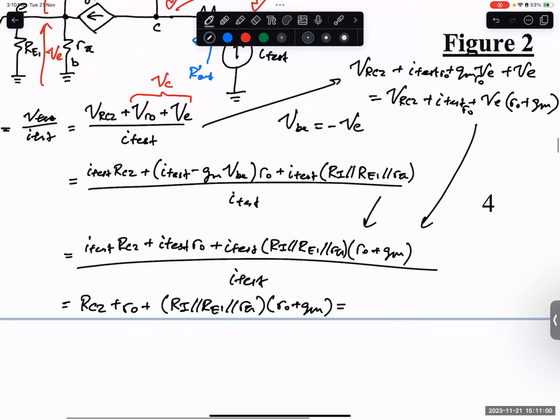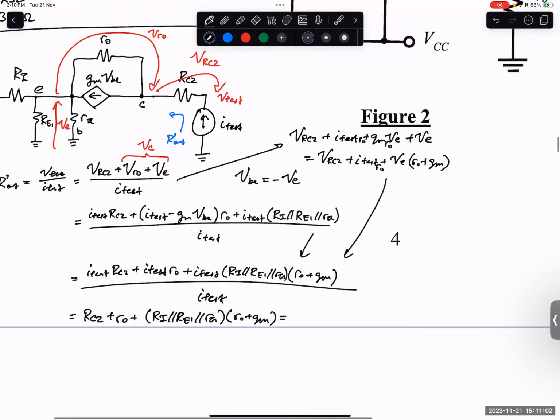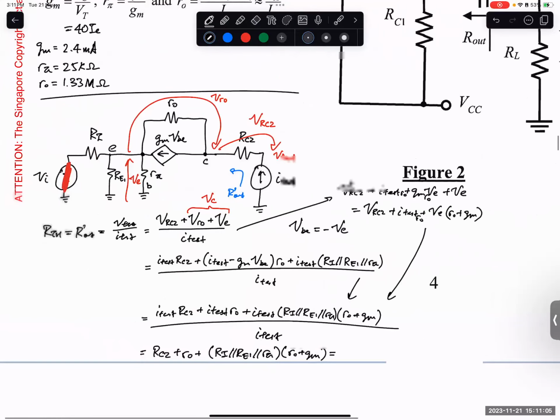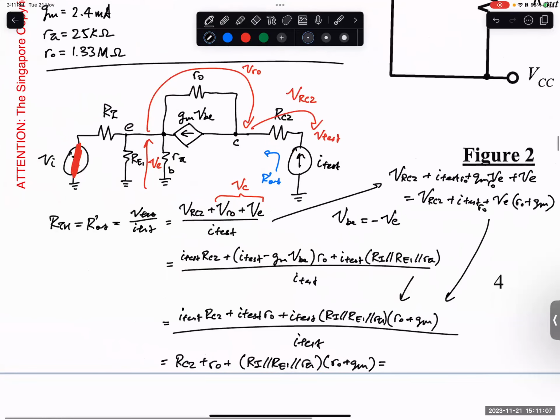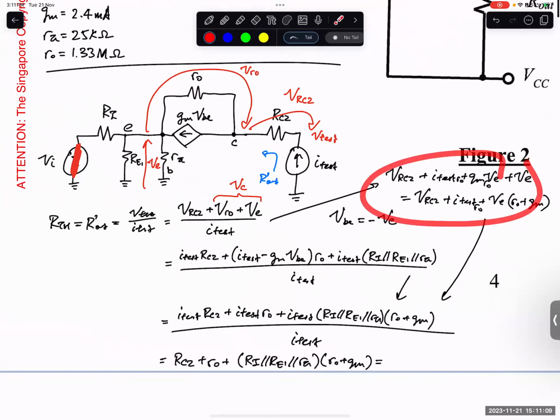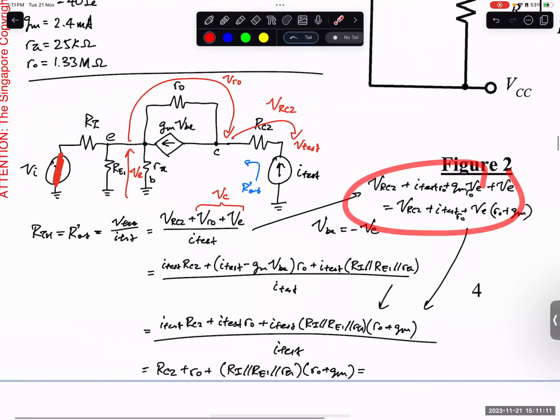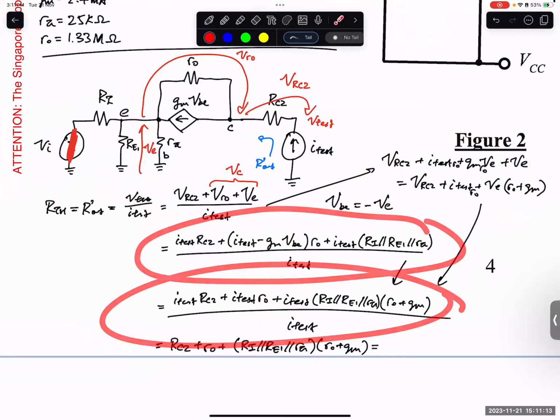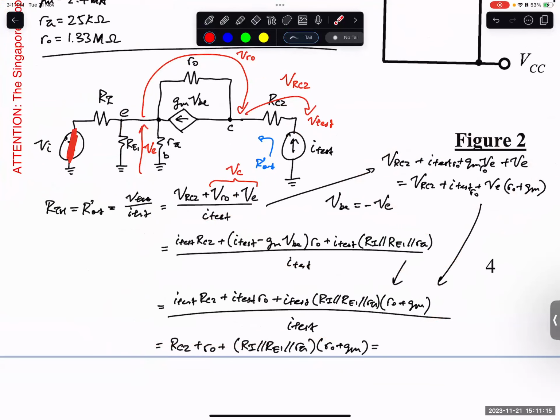What? This part is for what? This one over here is just to explain how I get from here to here. Just now you asked a very good question: what do I do with VBE? So VBE is actually equal to negative VE, and negative VE I plug inside the GM VBE, so I put it here. So everything comes back to here.